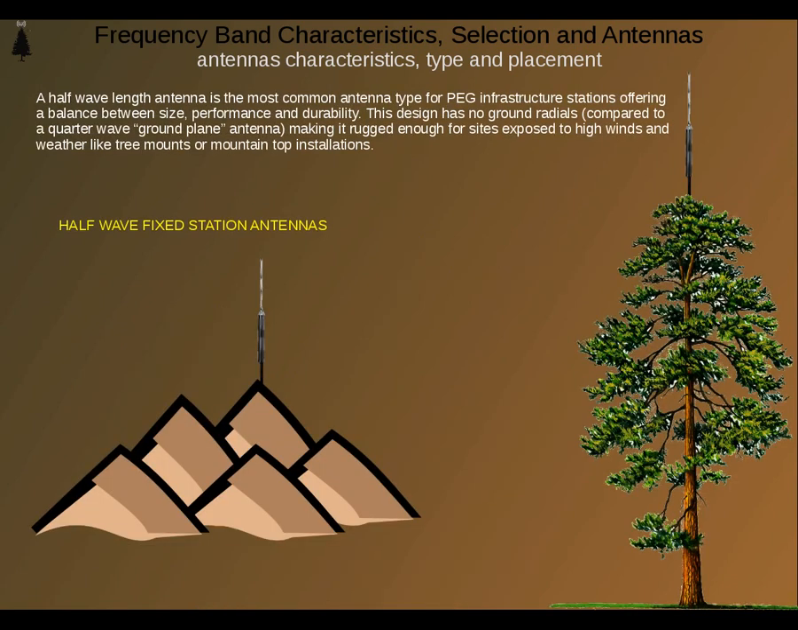A half-wavelength antenna is the most common antenna for the PEG infrastructure stations, offering a balance between size, performance, and durability. This design has no ground radials, making it rugged enough for sites exposed to high winds and weather, like tree mounts or mountaintop installations.